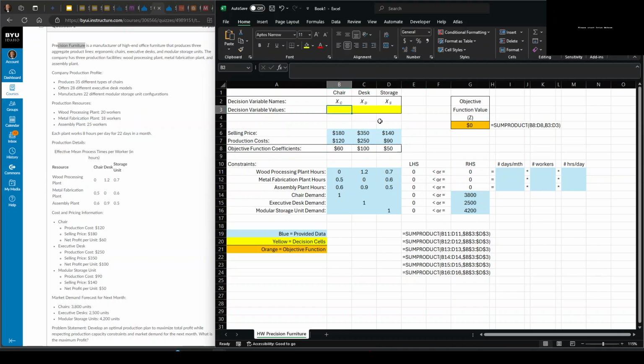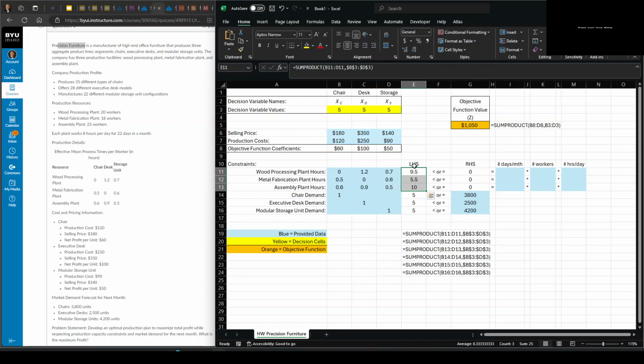So if we produced 5 of each, just for demonstration purposes, this number is going to tell us how much total time it would take to make those 15 products, 5 of each, right? It would take 9.5 hours from the wood processing plant, 5.5 hours from the metal fabrication plant, and a total of 10 hours from the assembly plant. So a total of 25 hours of time goes into making 5, 5, and 5.